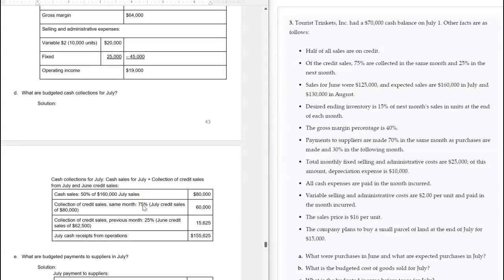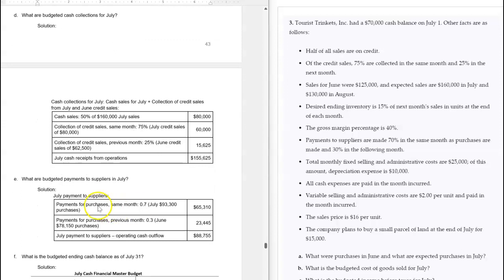93.3 times 0.7 gives us 65,310. That's how much we would have paid. Payments for purchases from the prior month would be the remaining 30%, so 78,150 times 30%. And July payment to suppliers would be 88,755.